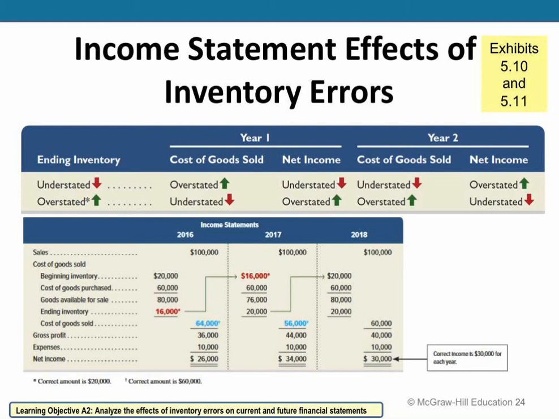And if we let this play out over time, it'll end up reversing itself. So if we understated ending inventory and then sold the remainder of the inventory, whereas we overstated cost of goods sold initially, we'll understate it the following year, and we'll overstate net income in that following year as well. And conversely, if we overstated the ending inventory and sold half of it, that would understate cost of goods sold and overstate net income. The following year, when we sell the remainder of that inventory, we'll overstate the cost of goods sold and understate the net income.